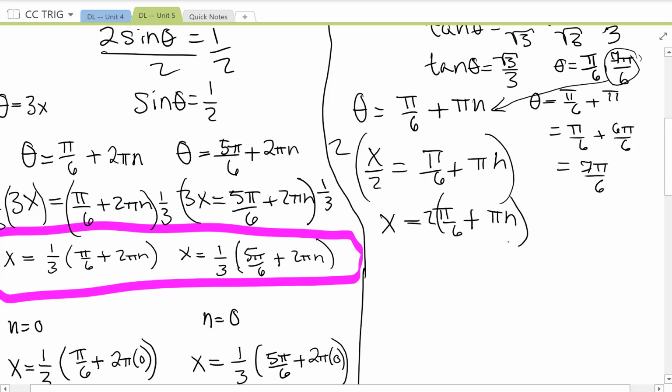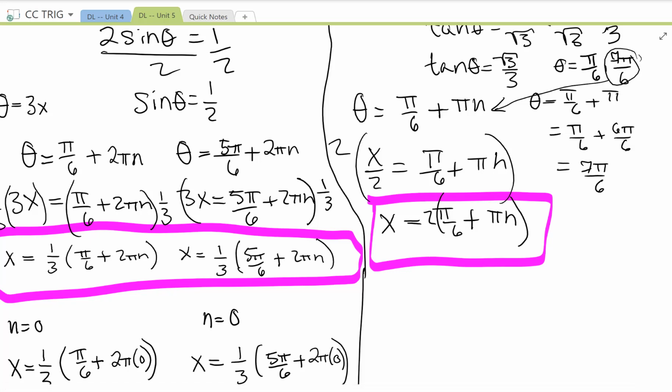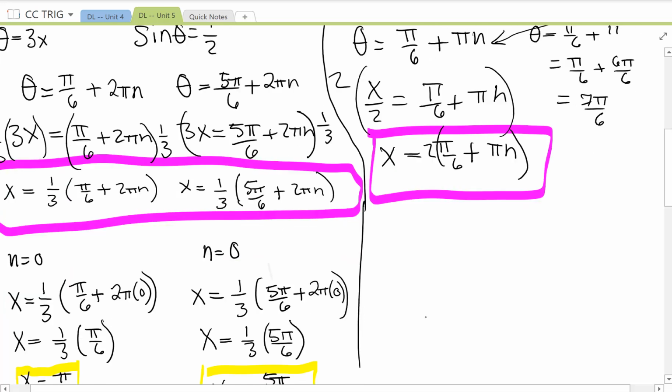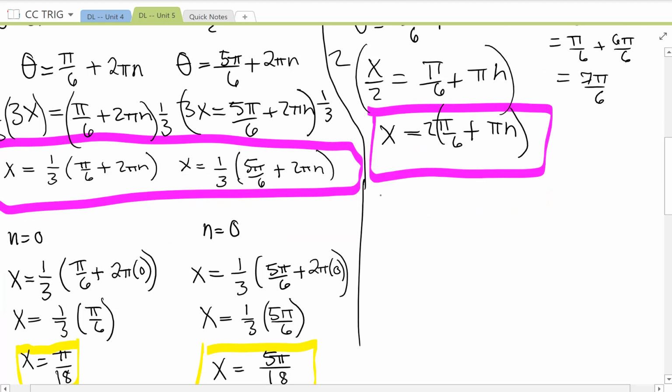Again, let's write it factored. It will make our lives easier. They want all values between 0 and 4 pi, so we're going to start by plugging in 0 for n. Okay, so this expression covers all possible solutions, and now we're going to plug in individual values to find anything between 0 and 4 pi that is a solution.